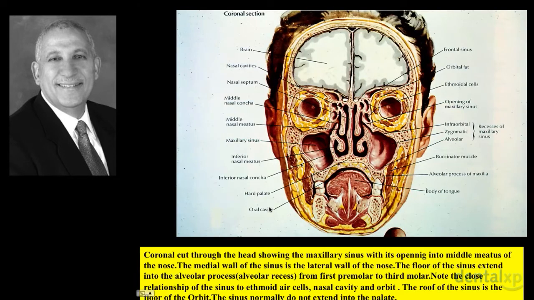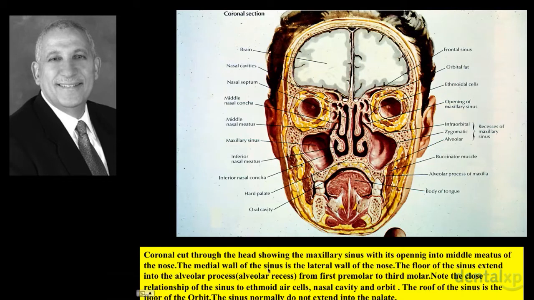Now, we talked about the sinus lining, and you can see the alveolar recess and the lining membrane. Now, the alveolar recess is what we really augment. So when we're doing a sinus lift procedure and bone grafting, we are talking about alveolar recess bone grafting, you see. And I described for you here the coronal cut through the head showing the maxillary sinus with its opening in the middle meatus of the nose.